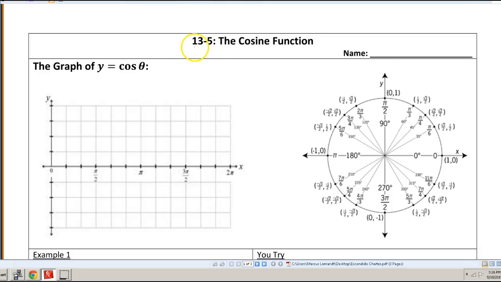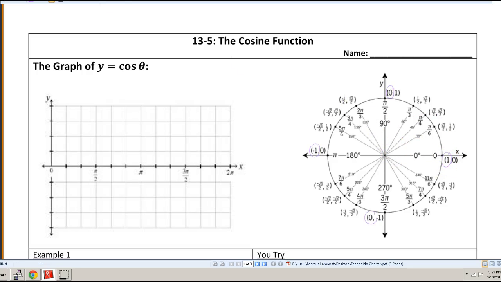Alright you guys, this video goes over 13-5, the cosine function. The cosine function, y equals cosine of theta, matches the x values of the unit circle. So cosine of 0 is 1, cosine of pi over 2 is 0, cosine of pi is negative 1, and cosine of 3 pi over 2 is 0. And then cosine of 2 pi is 1 again, and round it goes.